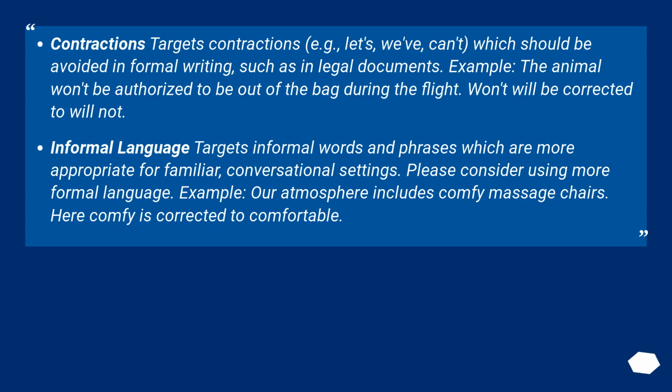Contractions targets contractions, for example, let's, we've, can't, which should be avoided in formal writing, such as in legal documents. Example, the animal won't be authorized to be out of the bag during the flight. Won't will be corrected to will not.